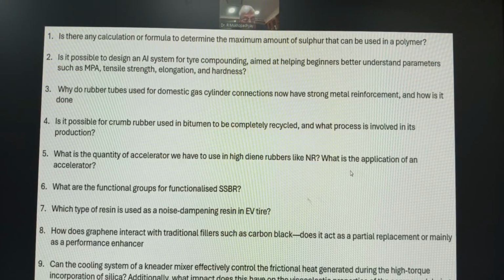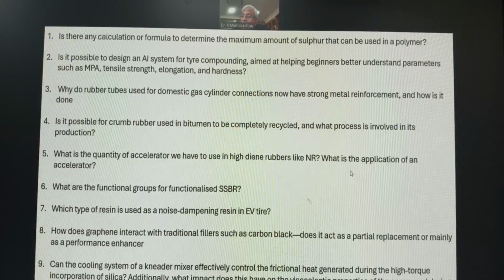Then, why do rubber tubes used for domestic gas cylinder connection now have a strong metal reinforcement? How is it done? That is very clear. Earlier, these gas cylinder tubes were based on natural rubber or general purpose rubber. Then nitrile PVC blends and polychloroprene rubber came out.